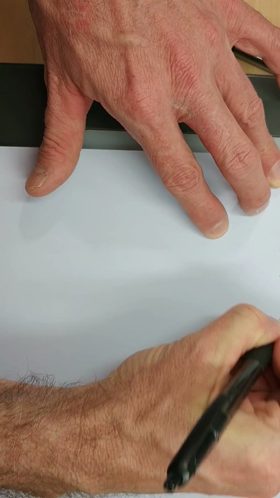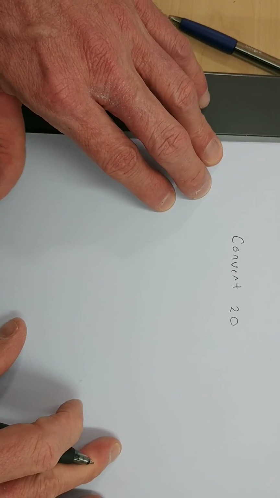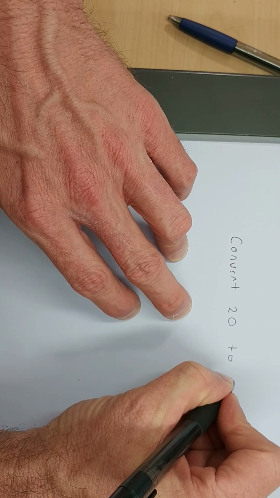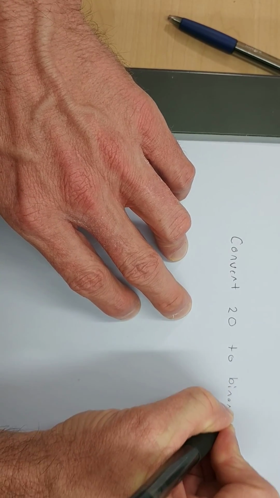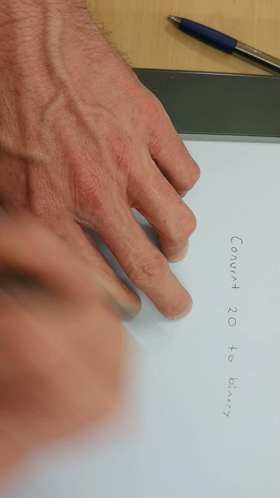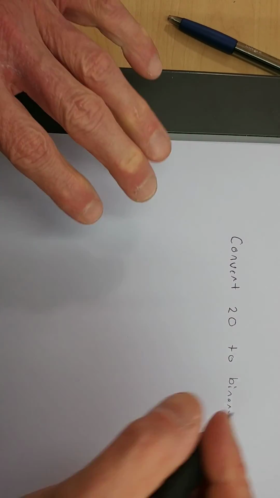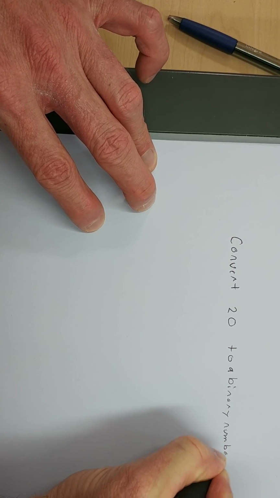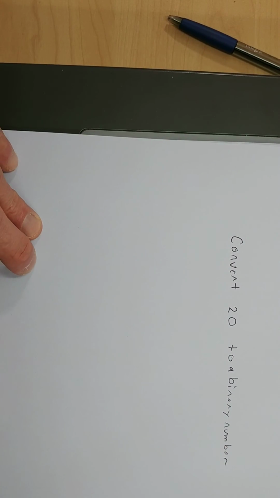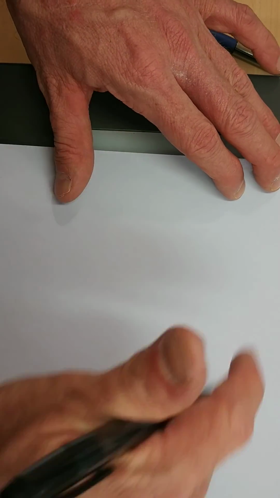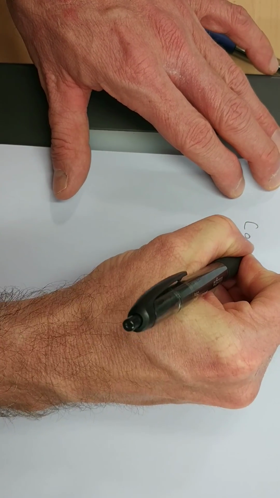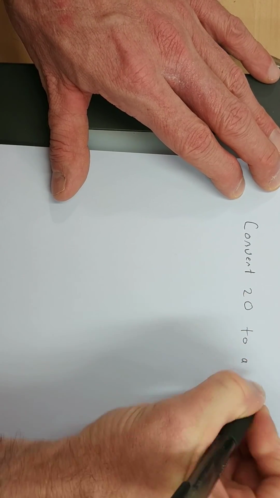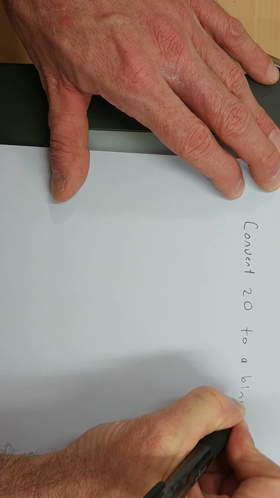So I'm going to take 20 in base 10 to binary. All right? And we can just say a binary number. Actually, let me write that a little bit neater. That was really messy, my bad. So we'll take 20 to a binary number.